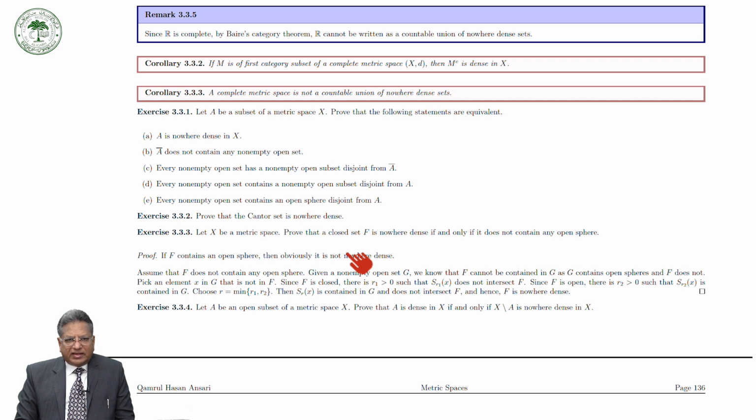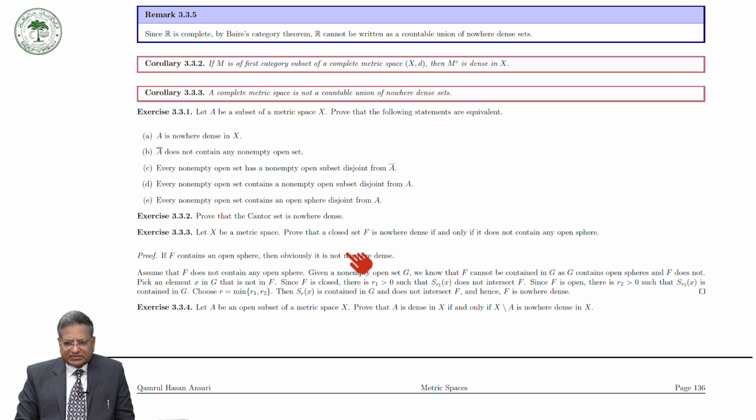Corollary: if M is a first category subset of a complete metric space X, then the complement of M is dense in X. This you can follow very easily from the previous theorem. And the second corollary says that a complete metric space is not a countable union of nowhere dense sets.